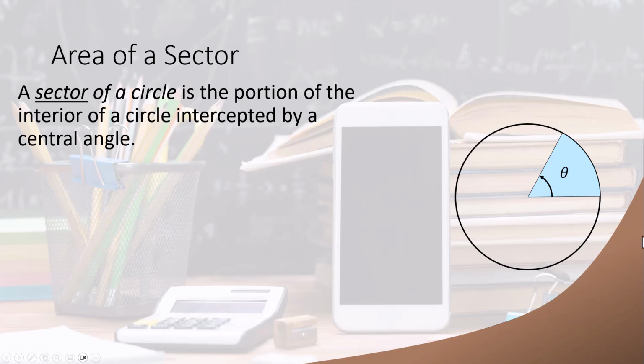Well, here it is. A sector of a circle is that portion of the interior of the circle intercepted by a central angle. So here is our central angle, here is the interior of our circle, and that is the sector. Now, one of the things that we might want to know about this sector is what is its area.